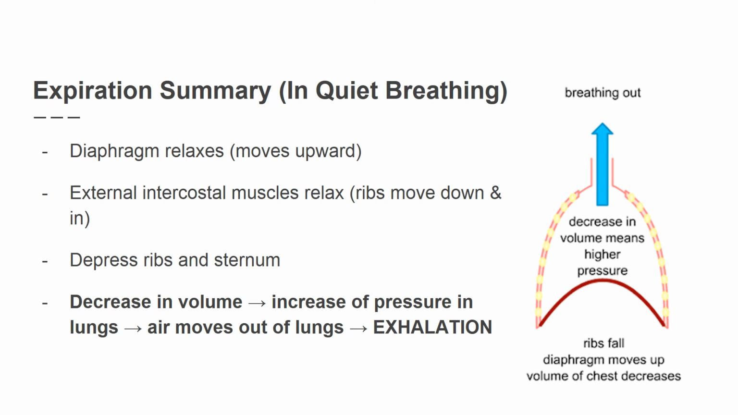To summarize expiration, the diaphragm and external intercostal muscles passively relax. The ribs and sternum become depressed, and the decrease in volume causes an increase in pressure in the lungs. This causes air to move out of the lungs in the process of exhalation.